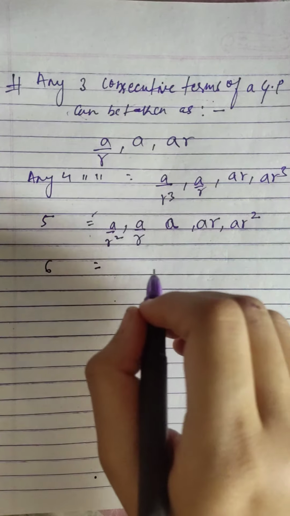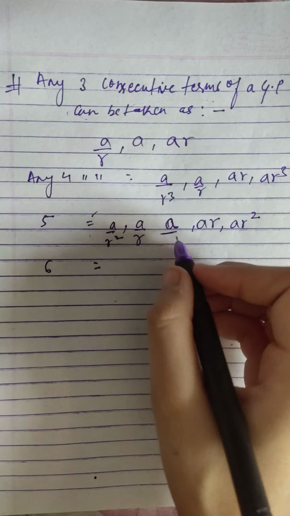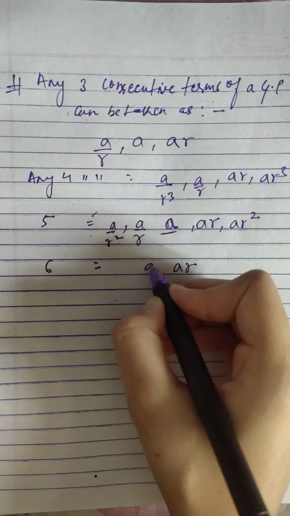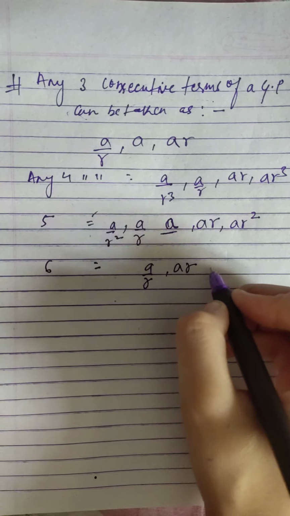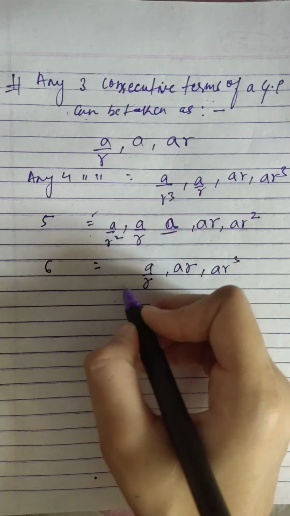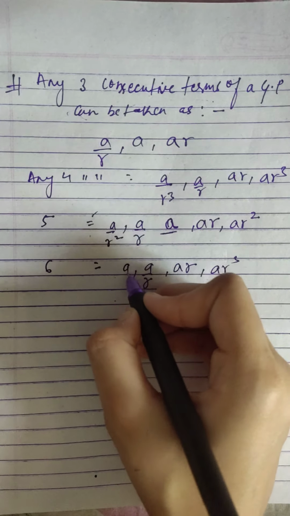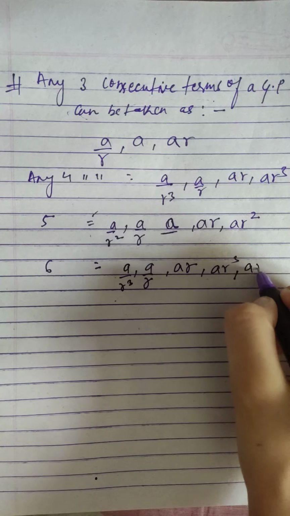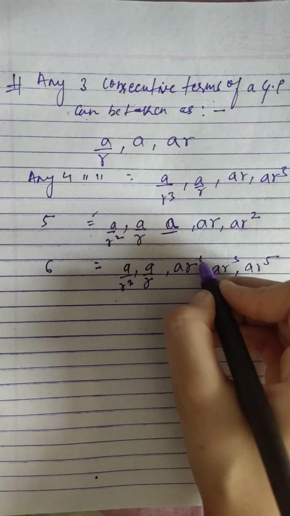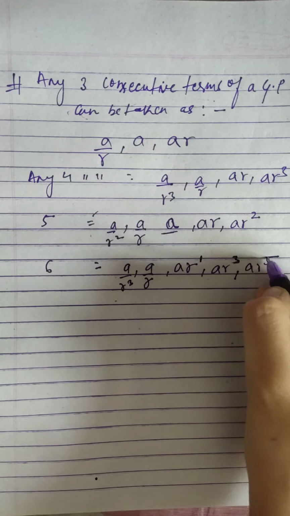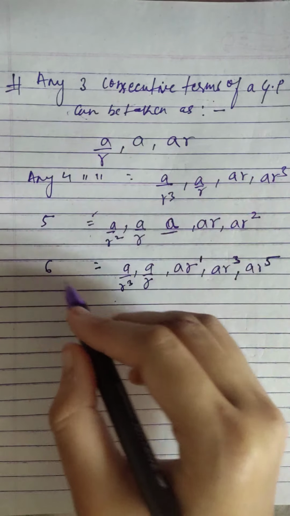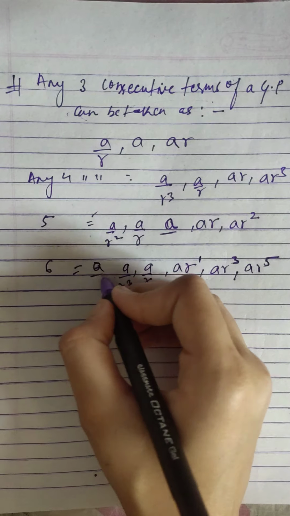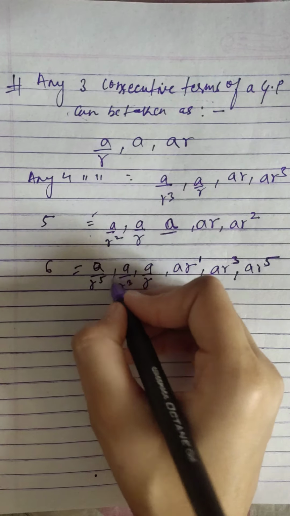And whenever there is an even number of consecutive terms, then you don't have to take this a. You directly have to start with a r, and then a r cube, and then a r to the power 5. See, the power is in odd terms. Okay, just observe the pattern, how it is taken, and here will be a upon r to the power 5.